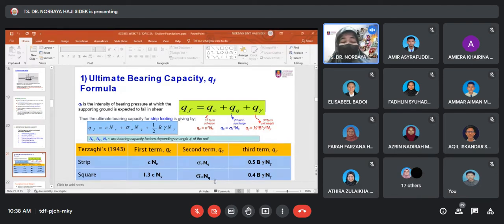Then the third one, I hope that you remember this. First, second, and third. The third one, you may find the values of Nc, Nq, and N gamma using the graph provided in the question. So now, can any one of you repeat what I explained just now? There are three different ways to get the values of Nc, Nq, and N gamma. Who can help?